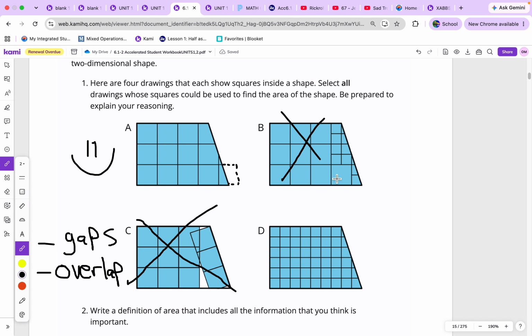I would not pick B because look, these squares are smaller than these squares. So if I count these squares, they're not equal in area, so it would give me the wrong area measurement. So for this one, I would say squares are different sizes.